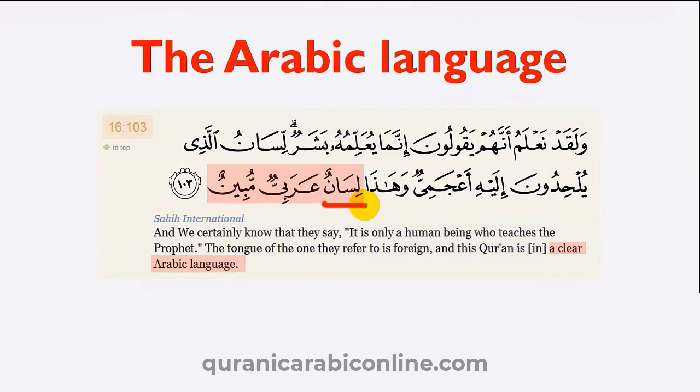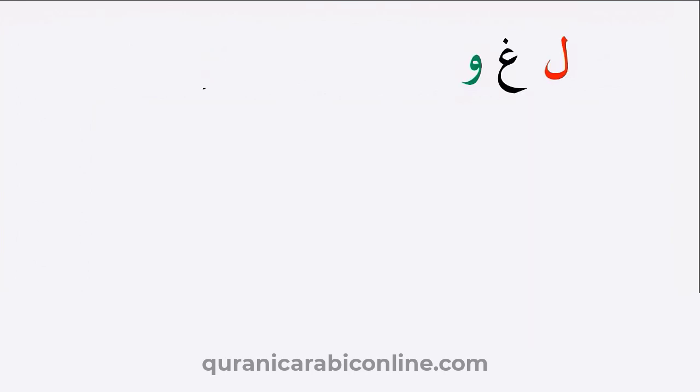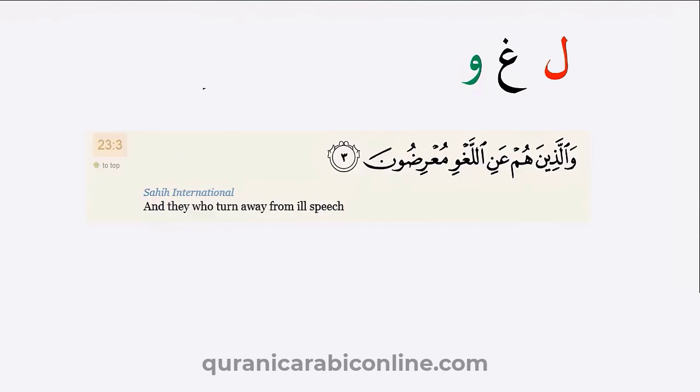And let's explain why. Now, if we look at the root of lugha, the lam, the ghain, and the waw, the way the Quran uses this three-letter root is, for example, it says here, وَالَّذِينَ هُمْ عَنِ اللَّغْوِ مُعْرِضُونَ, and they who turn away from ill speech. So we get the word al-laghw, which is ill speech, useless talk.